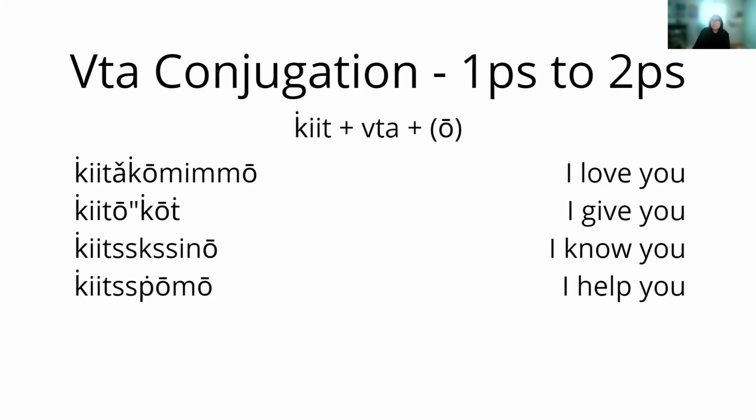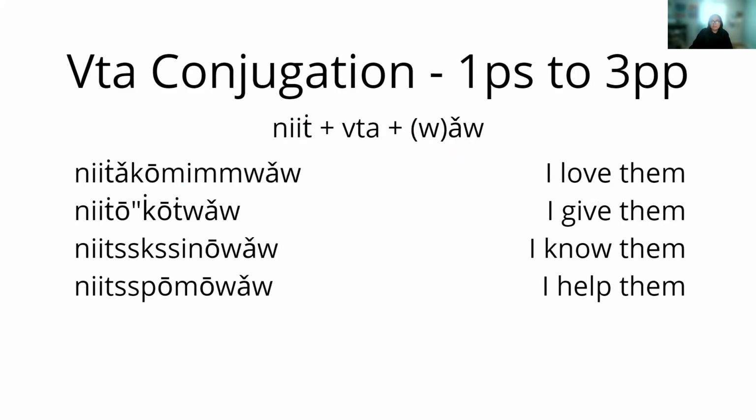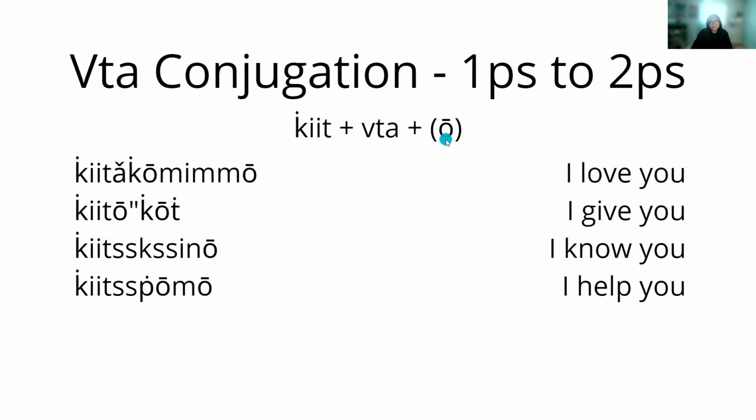For first person singular to second person singular, for instance, me to you, you begin it with git, you add your VTA, and then you add kind of a silent oh. For instance, you take the verb akumim to mean love. To say I love you, kitako mem. So just like the wa is kind of silent, the o is kind of silent.